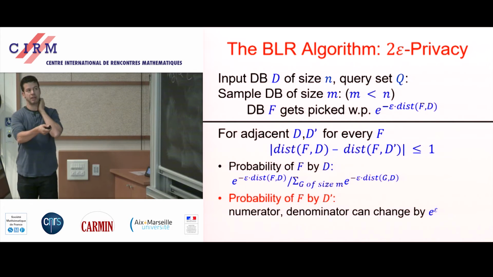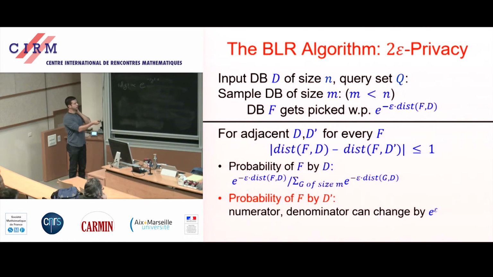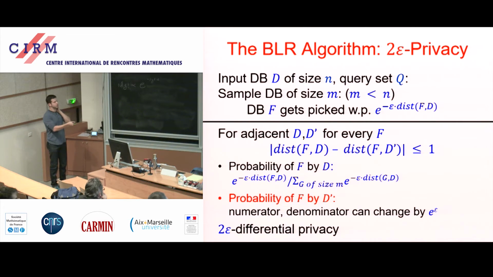And when you look at the probability of F given D prime, as in the lunch example, the numerator can only change by e to the epsilon, because this distance can only change by 1. And the denominator, every summand can only change by e to the epsilon, or e to the minus epsilon, because again, the distance can only change by 1. And so the probability of F can only change by e to the 2 epsilon. So the thing you use about the distance measure is this line. Yes, that's all I need.